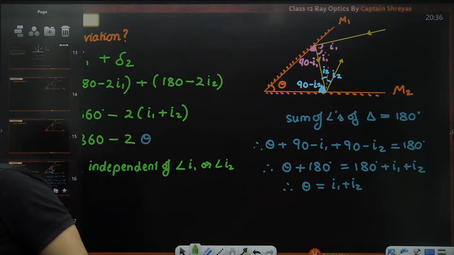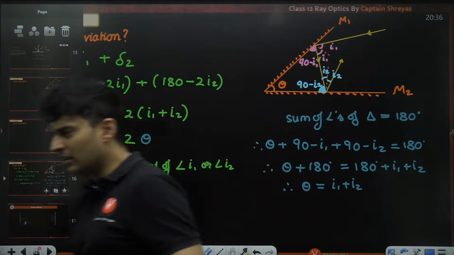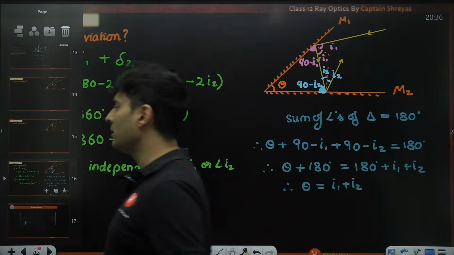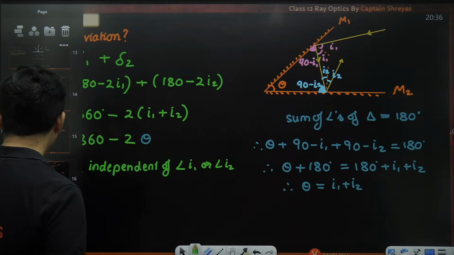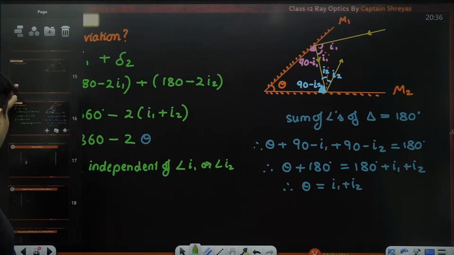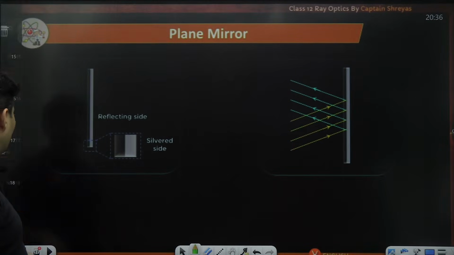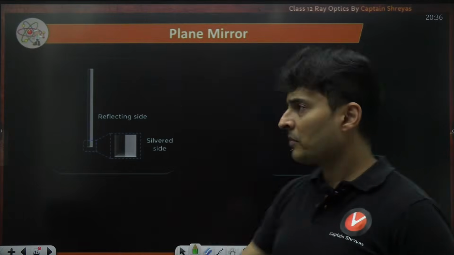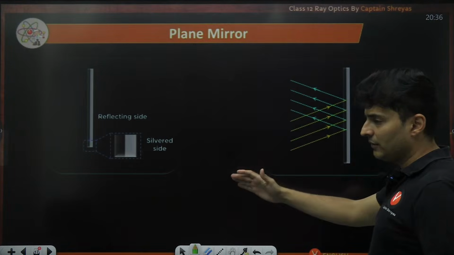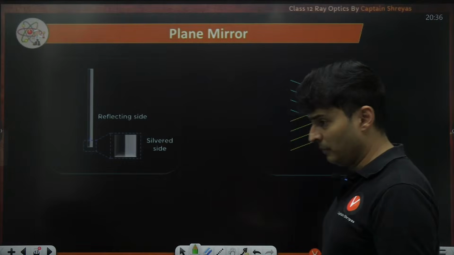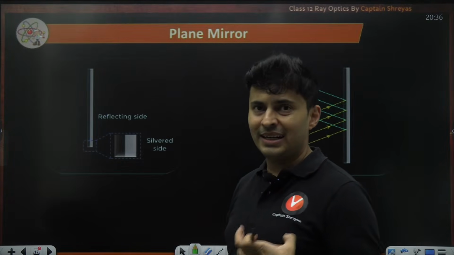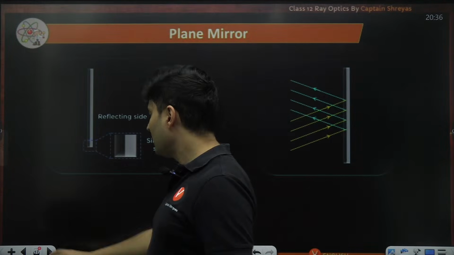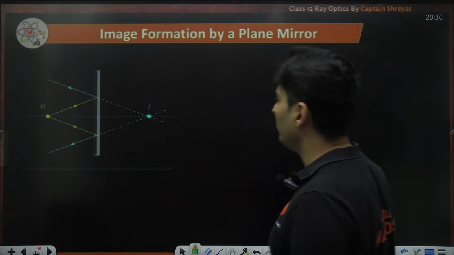Like vectors is probably mandatory because vectors improves your visualization in the initial phases. Okay, now that we have understood how do we trace the rays, let's talk about plane mirrors and their properties. Whenever you take a plane mirror, the rays which fall on it will reflect following the laws of reflection. But the image which is formed by it has some properties which it follows. And let's see all of them one by one.